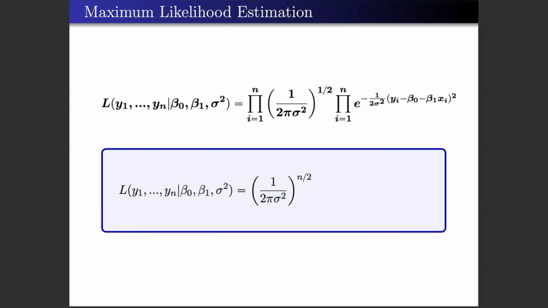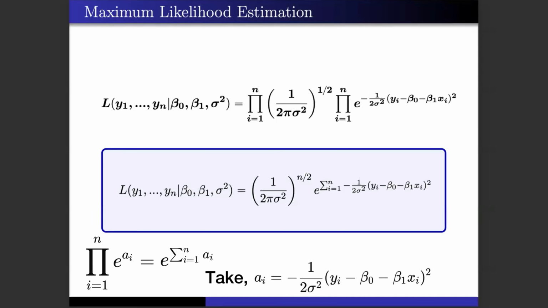In the second term, we use one of the properties of the exponential function, which is that the product for i going from 1 to n of e to the power ai is equal to e to the power of the summation of ai. Using that fact, we get that the second term is equal to e to the power summation i going from 1 to n of minus 1 divided by 2 sigma square times (yi minus beta naught minus beta 1 xi) whole square.